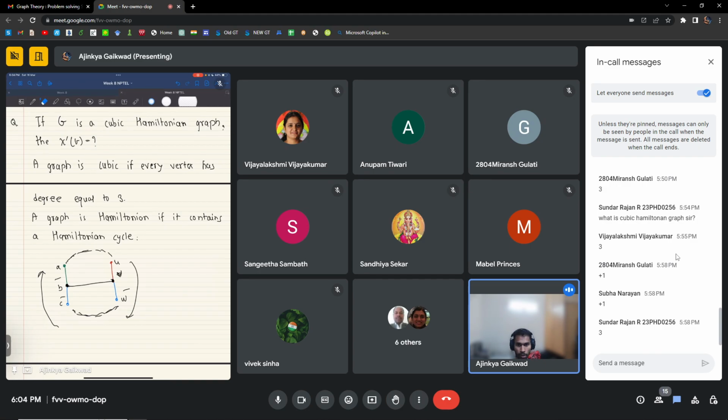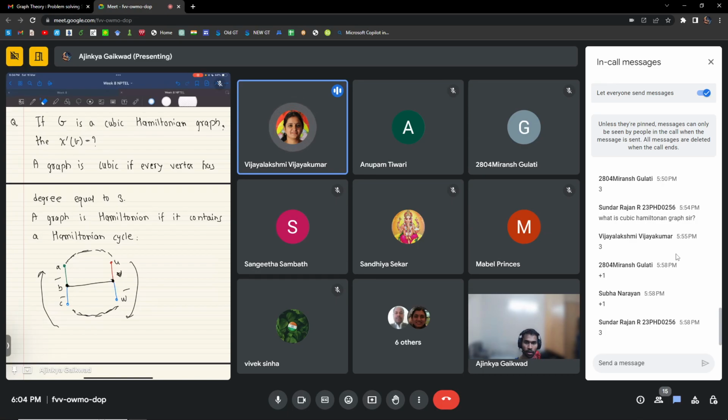So for the others the question is clear, right? We are given that G is a cubic Hamiltonian graph, and my question is, can a cubic Hamiltonian graph contain an odd number of vertices? Is it possible? If you think it is yes, can you give an example? If you think no, why do you think it is no? Take a minute and think.